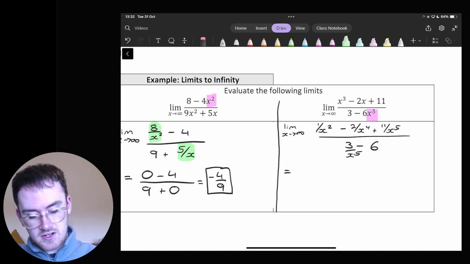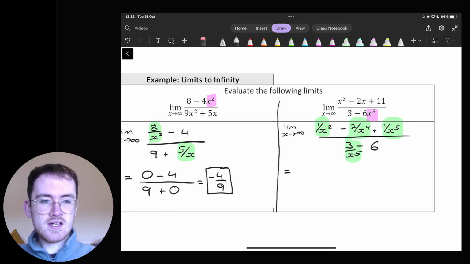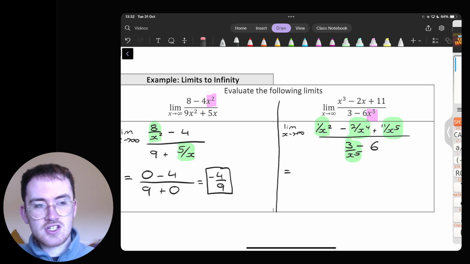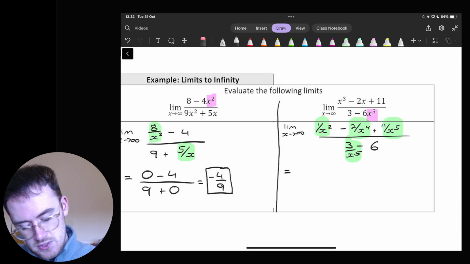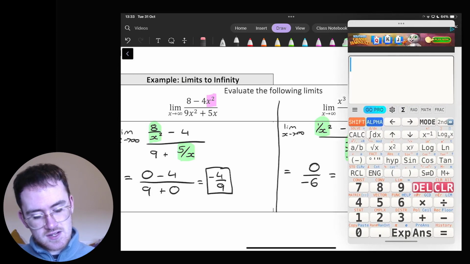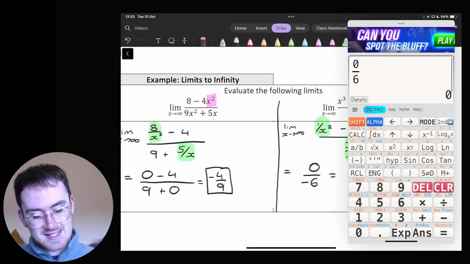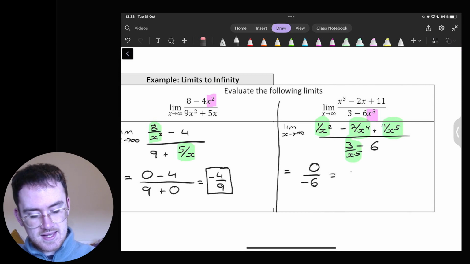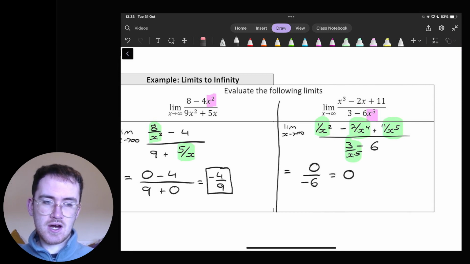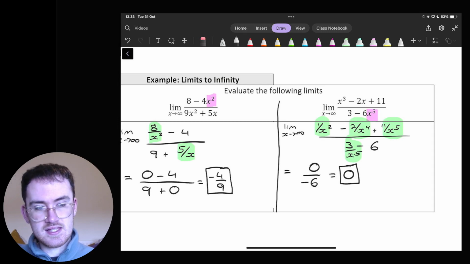Evaluating my limit here, all of these terms are going to go towards 0 because they are fractions with an x on the bottom. As that denominator gets bigger and bigger and bigger, the overall fraction is going to go towards 0. And we're going to end up with an interesting expression here. We have 0 over minus 6, and if we're unsure whether that can happen, let's just type it into my calculator. Can I have 0 over 6? I can. That just results as 0. If I split 0 into 6 parts, I end up with 0. So that has got a limit. It has a limit of 0.